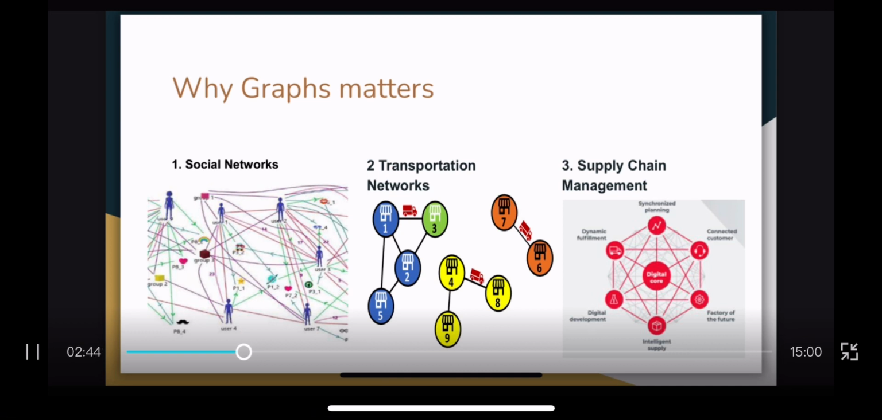Last but not least, supply chain management. Businesses use graphs to model their supply chains to optimize the flow of goods. The factories, the warehouses, and the stores are nodes, and then the transportation routes are the edges.